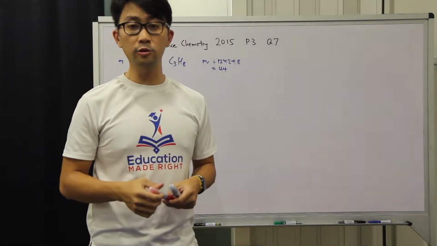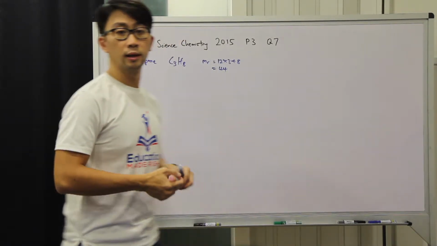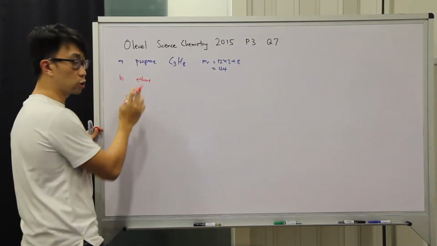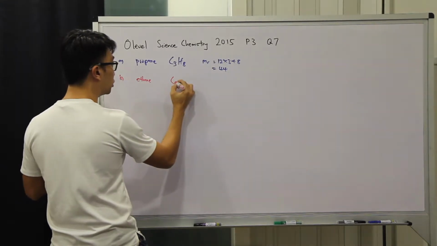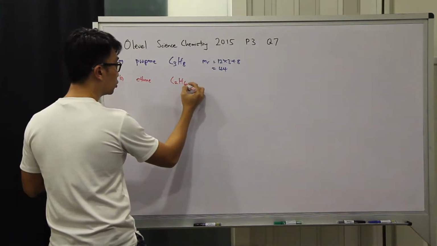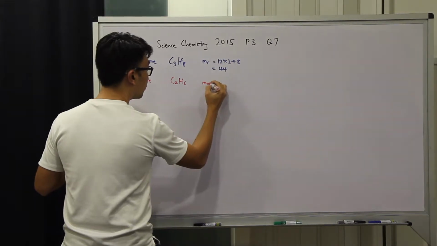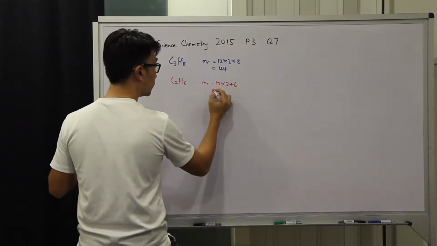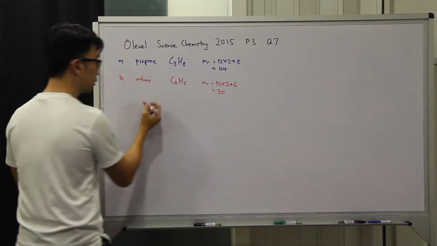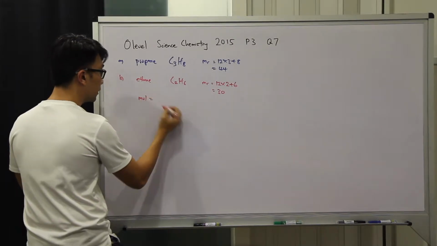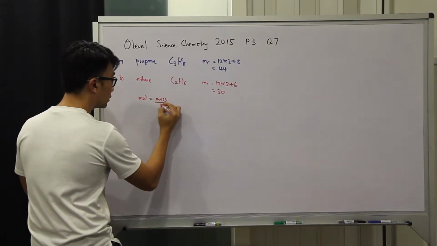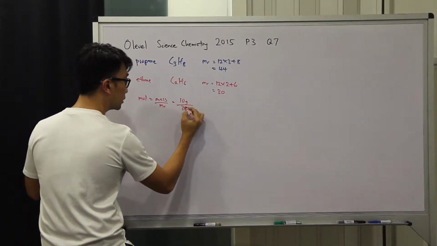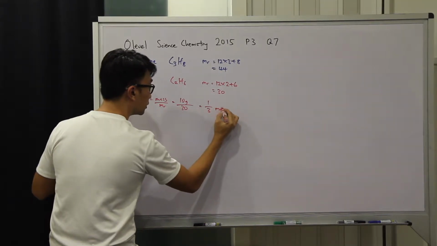Calculate the volume of 10 grams of ethane at room temperature and pressure. So we have ethane. This is also an alkane, so it is C2H2n+2, which will give us C2H6. The Mr is equal to 12 times 2 plus 6, 24 plus 6, that is 30. So if we want to calculate the moles first, that will be mass over molar mass. We have 10 grams divided by 30, which will give us 1/3 mole.